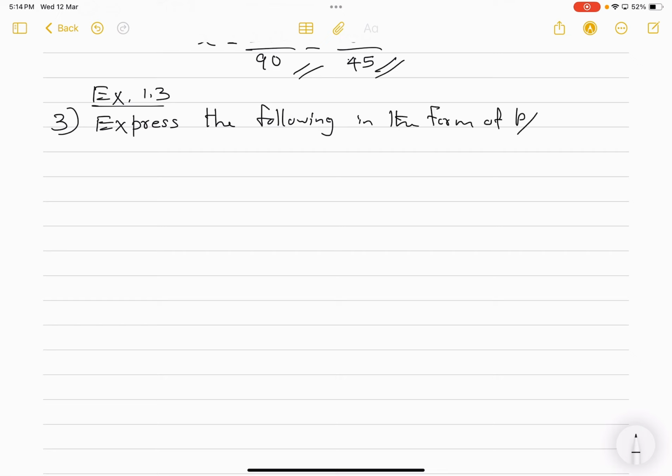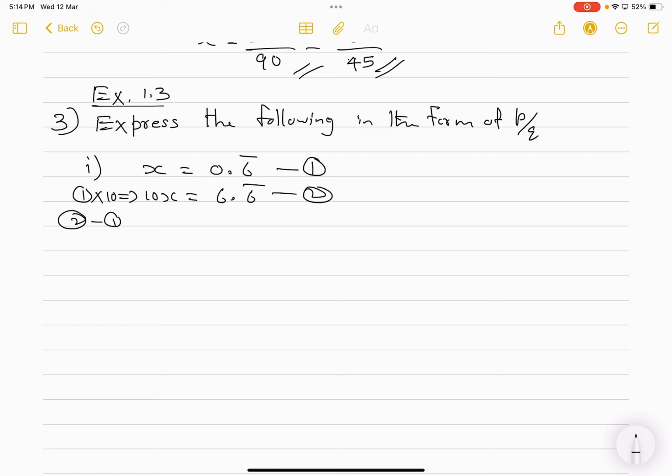In the form of p by q. What is the first question? 0.6 bar. So x is equal to 0.6 bar, equation 1. What is the next step? Multiply by 10. So 10x is equal to 6.6 bar, that is equation 2. Now subtract 2 minus 1. So 9x is equal to 6. So x is equal to 6 by 9. It is nothing but 2 by 3. So 0.6 bar is nothing but 2 by 3, not 6 by 10.